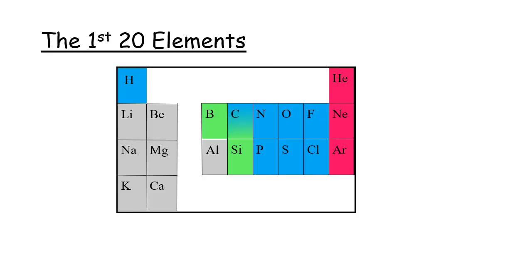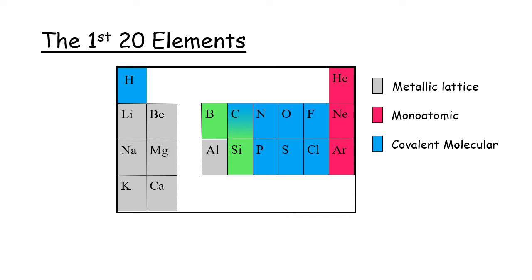So this video is going to look at the types of bonding found in the first 20 elements of the periodic table. Now the first 20 elements take us from hydrogen to calcium, and there's only 4 types of bonding found within these 20 elements. We have a metallic lattice or metallic bonding. We have the monoatomic elements shown in red. We have covalent molecules, and we have covalent networks.